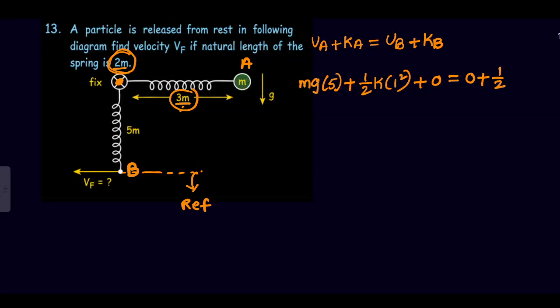So the x value is 3, and the potential energy is half kx square, which is 3 square, plus kinetic energy. How much is the kinetic energy? That is half m into v square. We should find the velocity at point B.